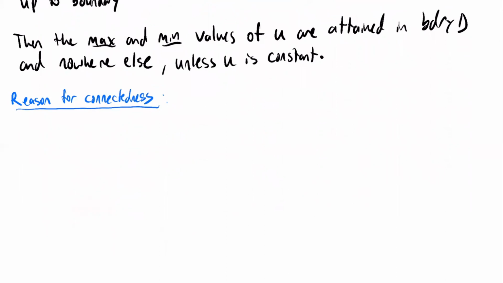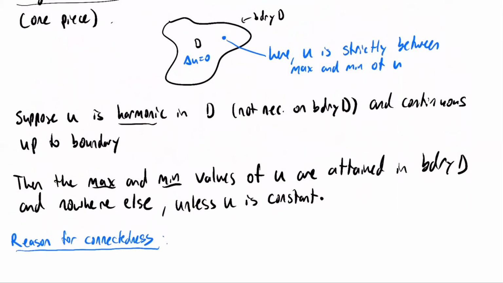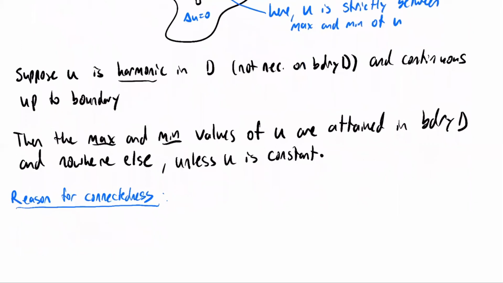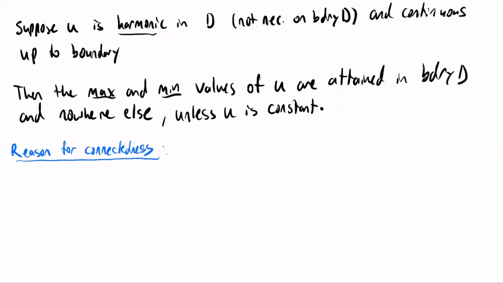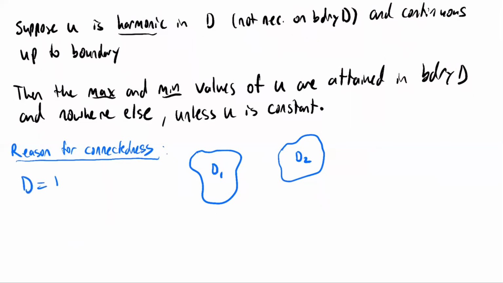Right, so why do we need this hypothesis? Well, let me define a domain D that is not connected, meaning it's in two or more pieces. So maybe let me call this the first piece D1, and let me call this region here D2. And let me define my domain D to consist of both of these regions. Right, so D is both combined.